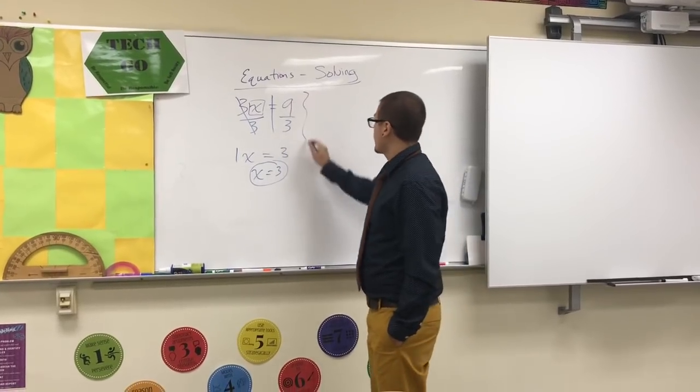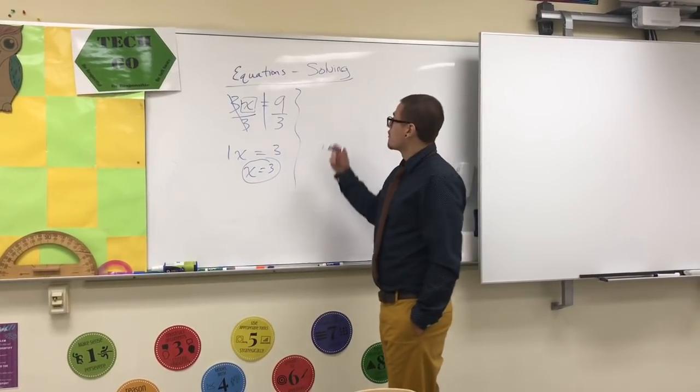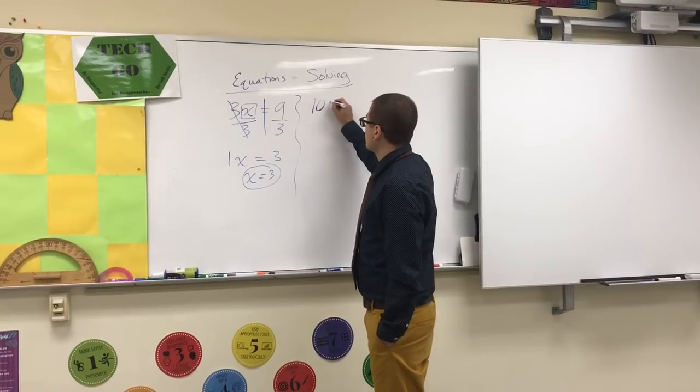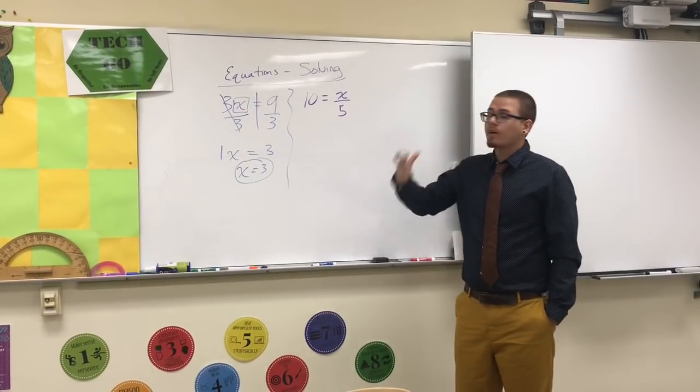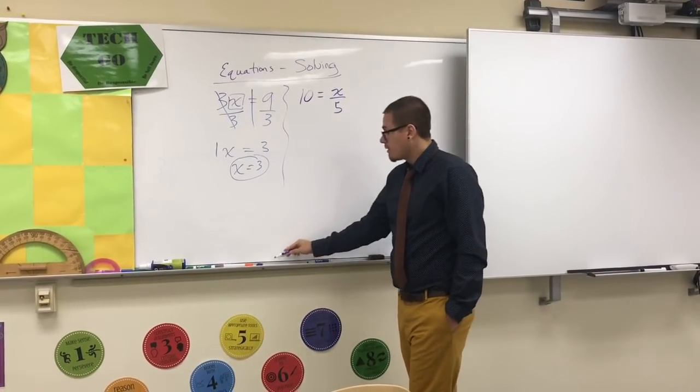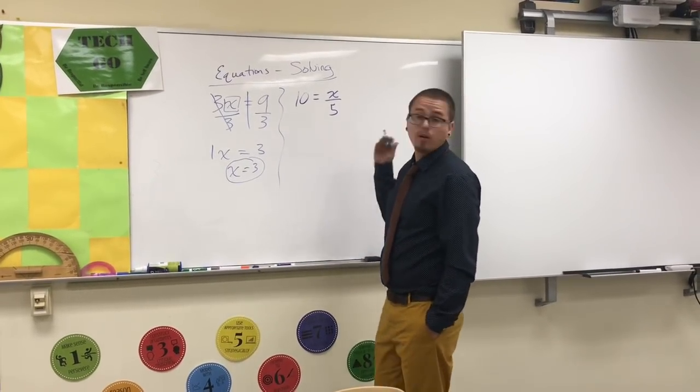The next problem we're gonna look at is another one step. This is a pretty common one. We have 10 equals x divided by 5. What gets x by itself? You have to undo what's happening, and it's being divided by 5, so we have to multiply by 5.